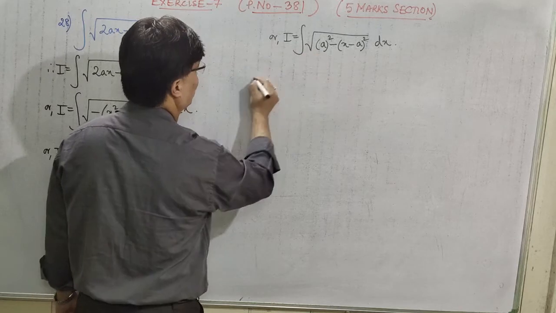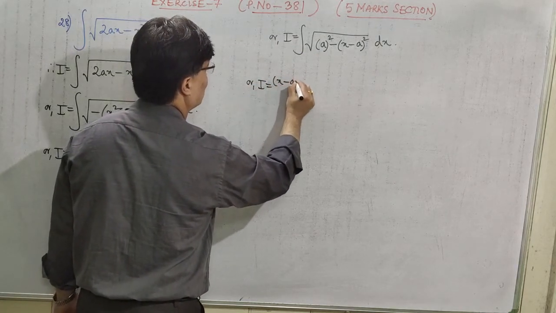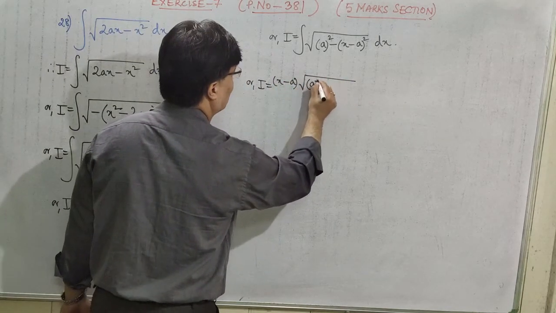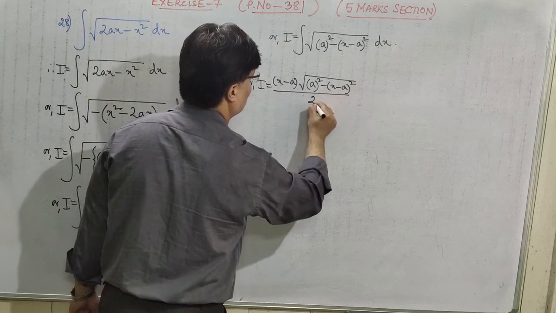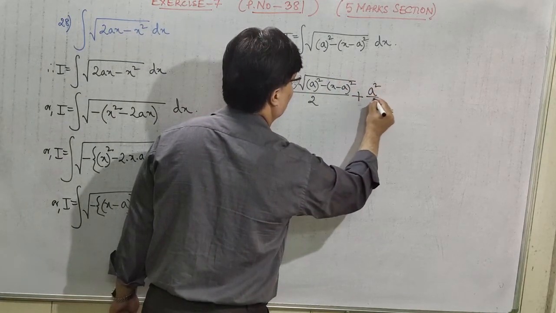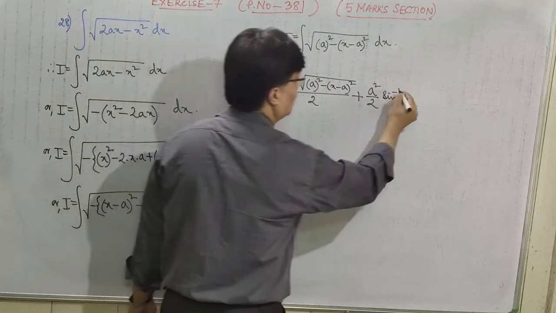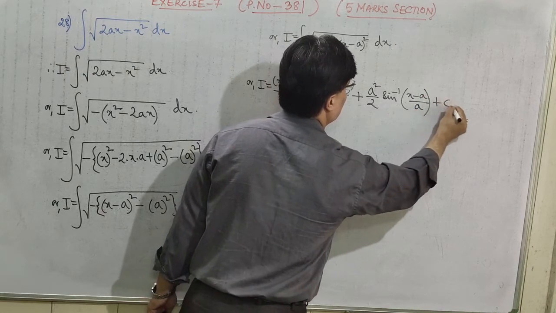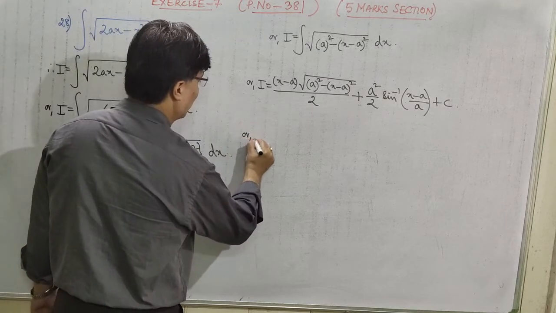Okay, so this is a very important formula. I is equal to, what is x here? X minus a, then within square root what is a square minus x whole square, that is a whole square minus x minus a whole square, whole divided by 2, plus what is a square? It is a square only, a square by 2, then sine inverse within bracket what is x? X minus a divided by a, bracket close, plus c. Okay, so let us simplify it now.